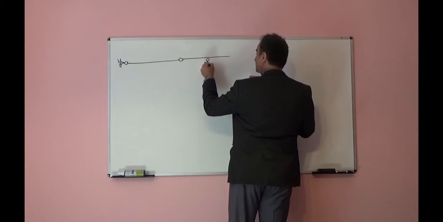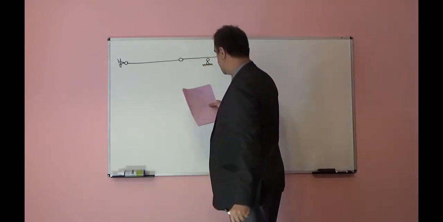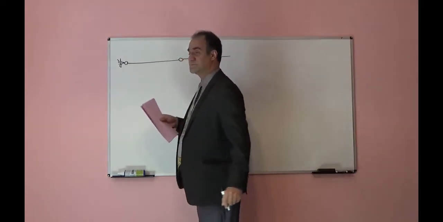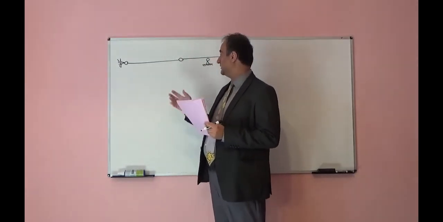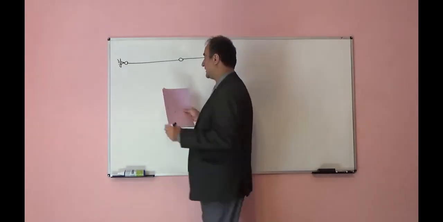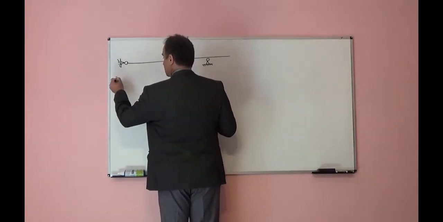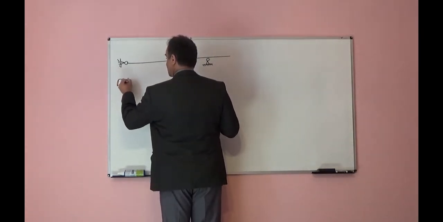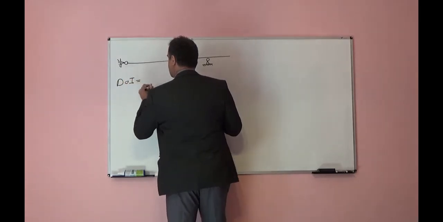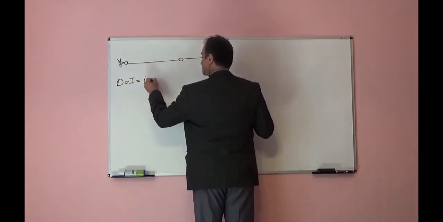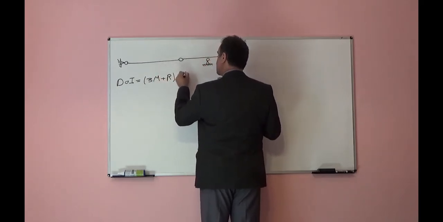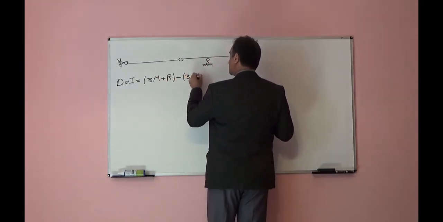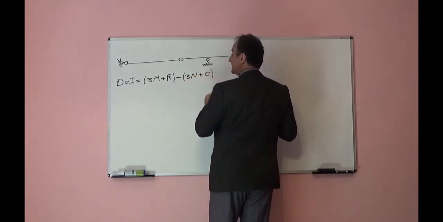First we want to find the degree of indeterminacy, to see how many degrees this system is indeterminate. Then we will see if it is stable or unstable. As you know, the degree of indeterminacy is equal to 3 times the number of members plus reactions, minus 3 times the number of nodes, plus condition equations.